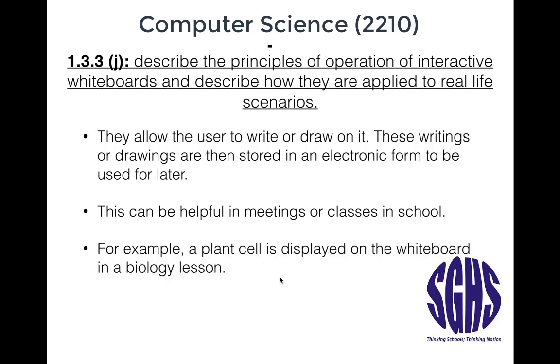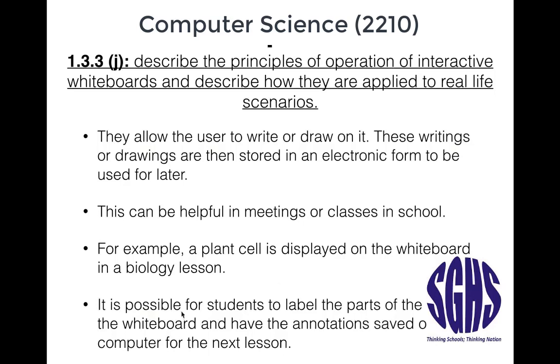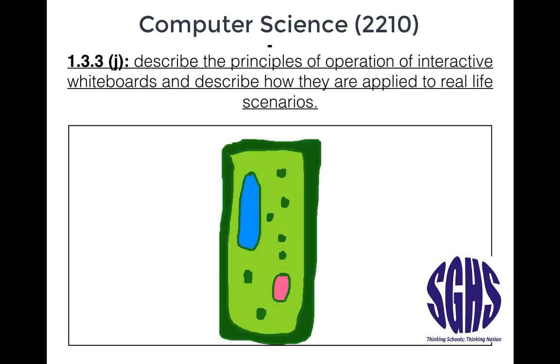For example, a plant cell is displayed on the whiteboard in a biology lesson. It's possible for students to label the parts of the cell on the whiteboard and have the annotations saved on the computer for the next lesson. So here we've got a plant cell. I sort of drew this, it kind of looks really weird.